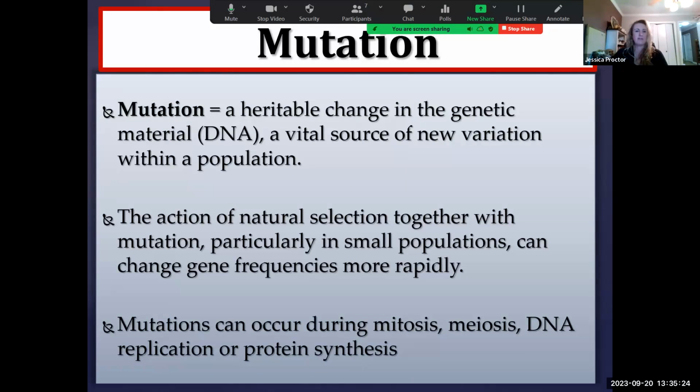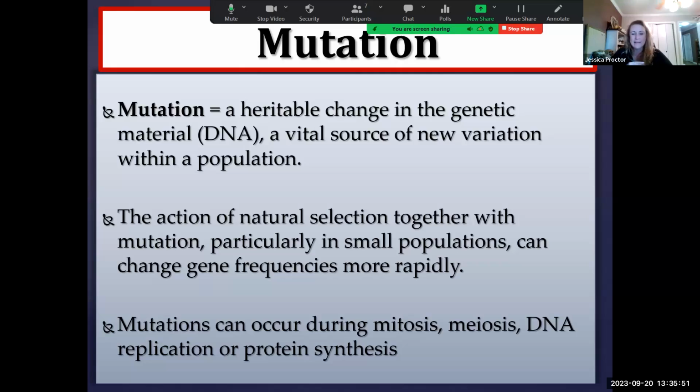All right, so a mutation, just as a good definition, is any inheritable change in the genetic material, also known as the DNA, which is sometimes a good thing because it's a vital source of new variation within a population. The action of natural selection together with mutation, particularly in small populations, has the potential to change gene frequencies more rapidly. And we'll look at an example of this here in a moment.